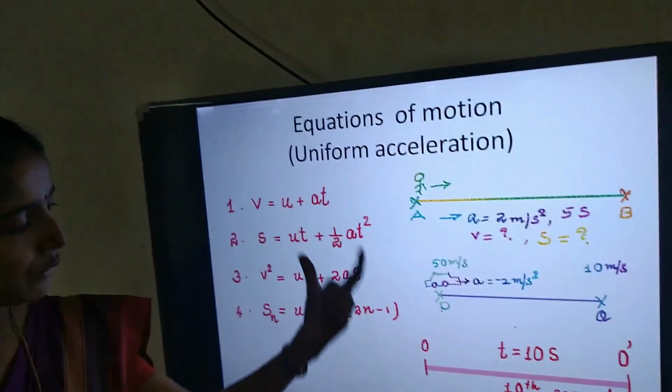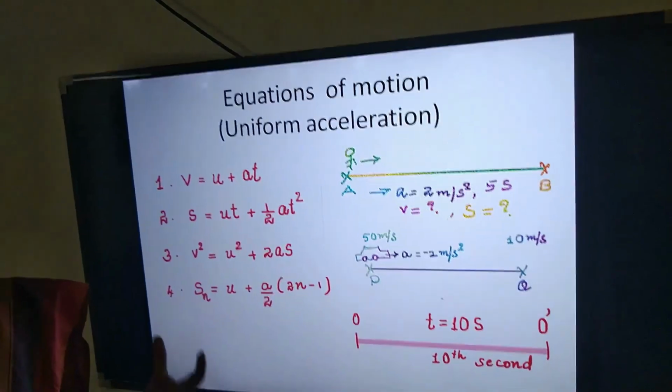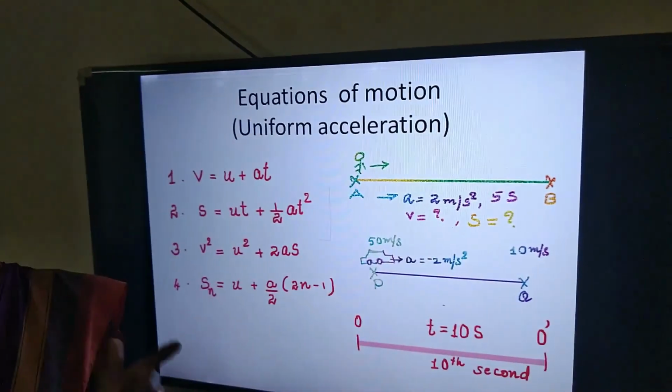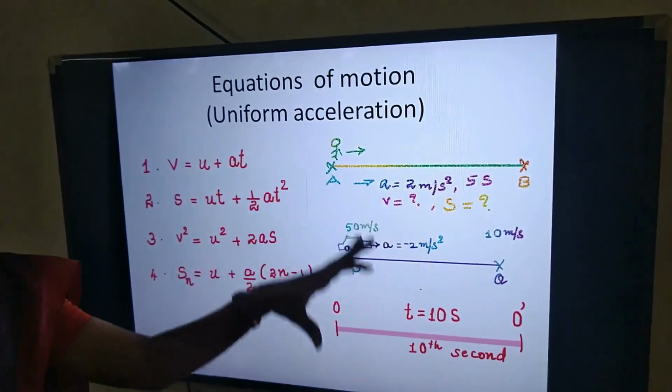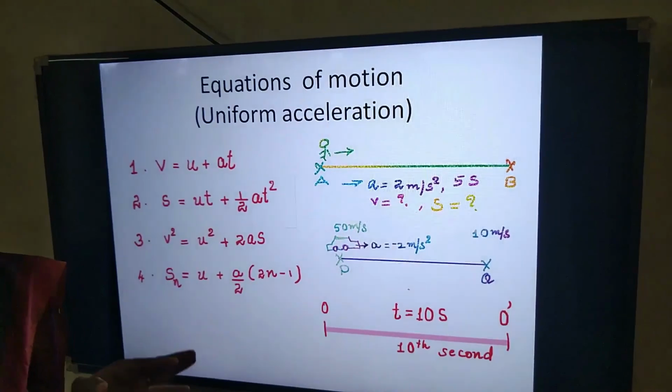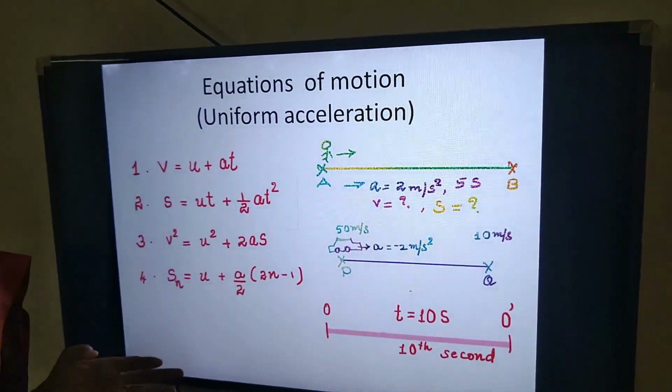So we can say all these equations help us to study uniformly accelerated motion, and these equations are called equations of motion. I think now you have a brief idea of how to apply this equation. In the next slide, we will see the numericals based on these equations.